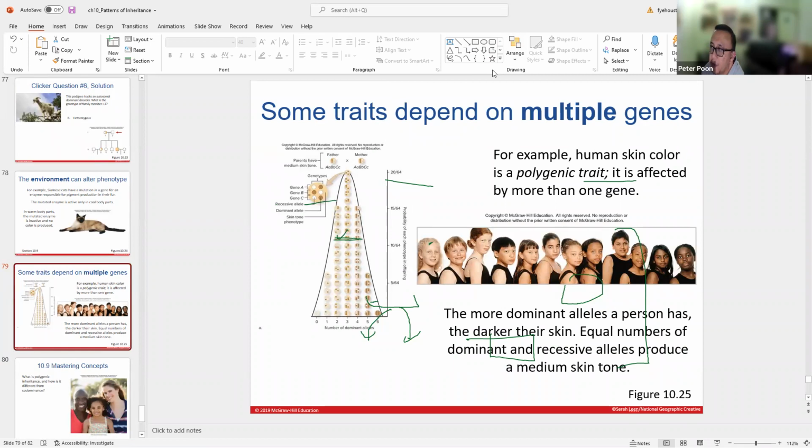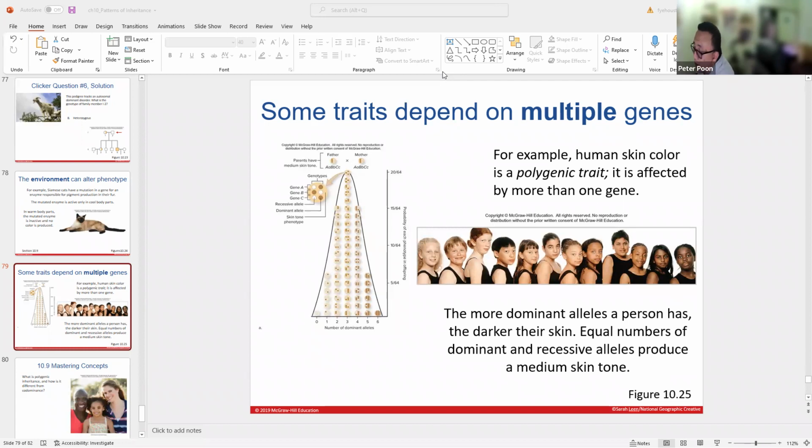Sorry, I thought it was done. One last concept, because this is really an important concept to take forward into the next couple of chapters. Most traits that we discussed so far are kind of unique. Most traits, actually, the traits that we deal with most often, are polygenic traits. A polygenic trait is one that is affected by more than one gene.